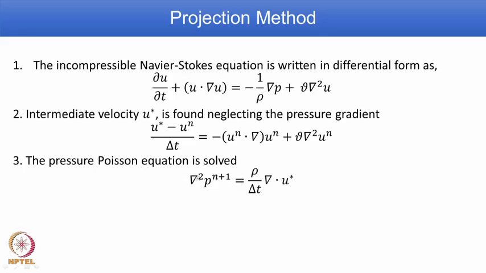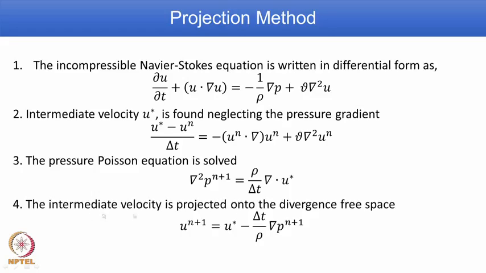So, del squared p at time level n plus 1 is related to intermediate velocity field as shown here. So, this is the linkage between velocity and pressure. So, once you solve this, you can correct the velocities. So, intermediate velocity is projected onto the divergence free space, and that is corrected as shown here. U n plus 1, which is the new or corrected velocity, is related to the old or intermediate velocity, and with the correct pressure related as shown here.